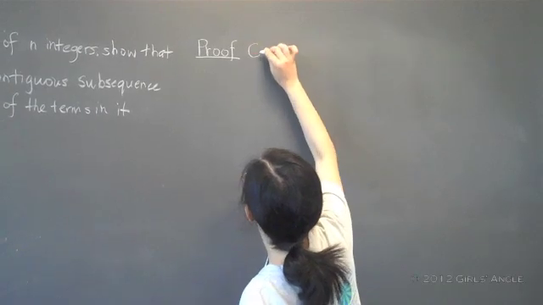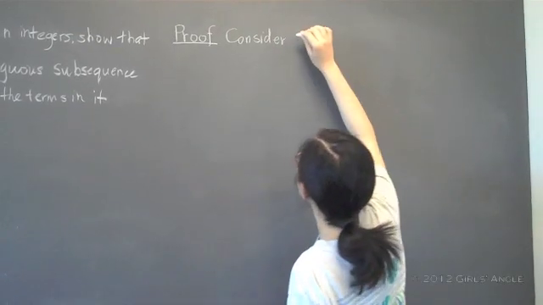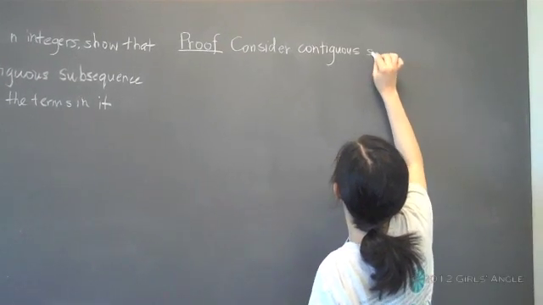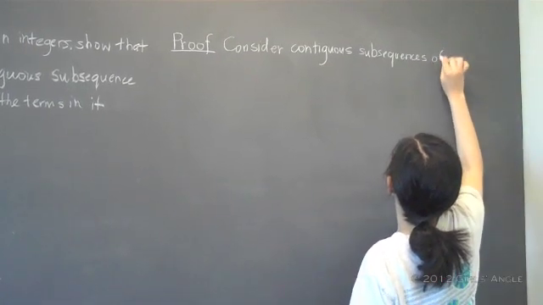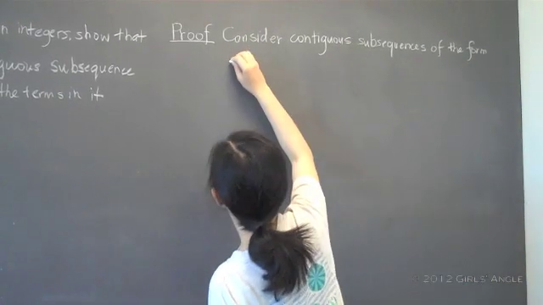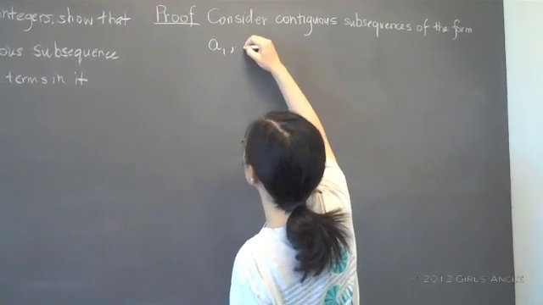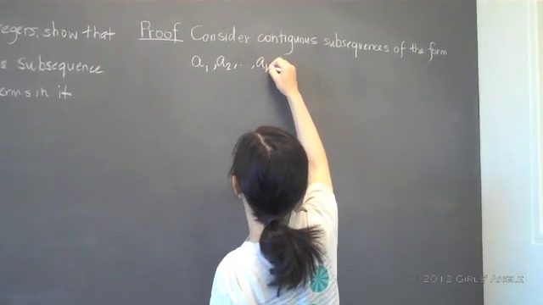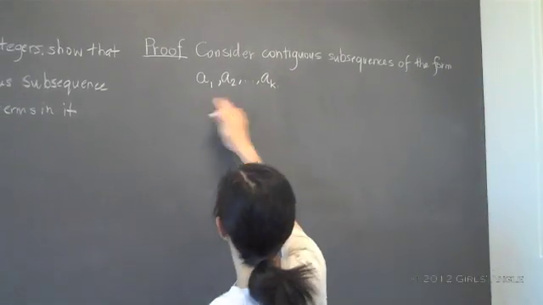So, we'll consider a special kind of contiguous subsequence, not all possible ones. Namely, we'll consider those of the form a1 plus a2 and so on. So they have to start with the first term in the sequence. And it might be possible that none of these work.